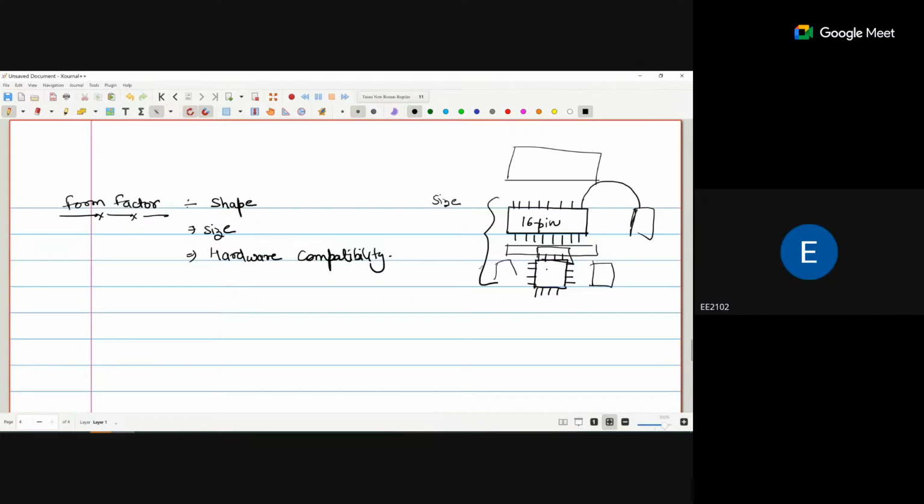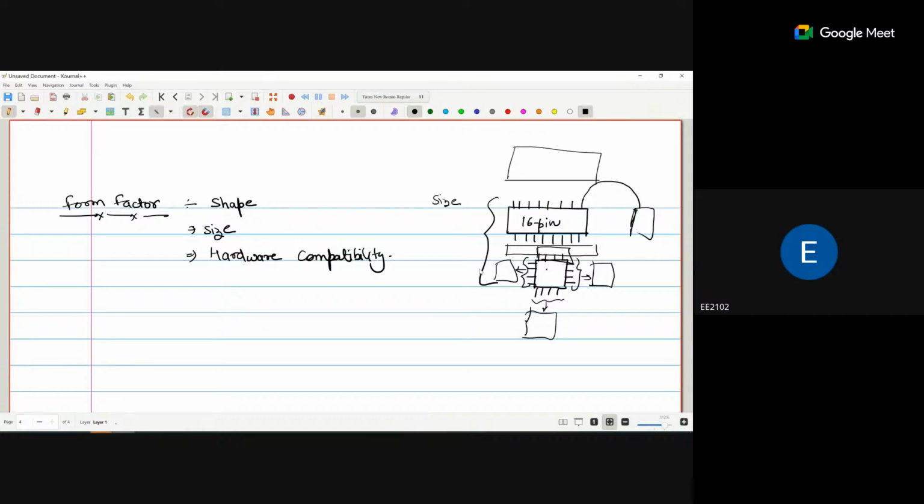1, 2, 3, 4. Which will connect these four pins, we can use here; which will connect these four pins, we use here. So you have connected your components at different positions. So this is the effect of shape and size. Now, if you are using the second type of IC, that will reduce the size.